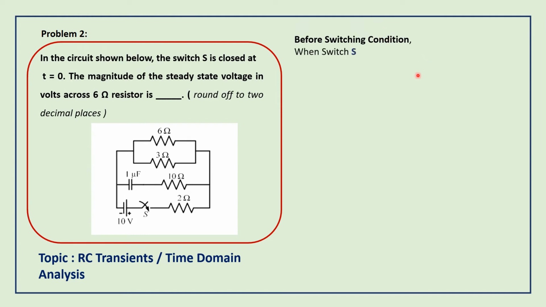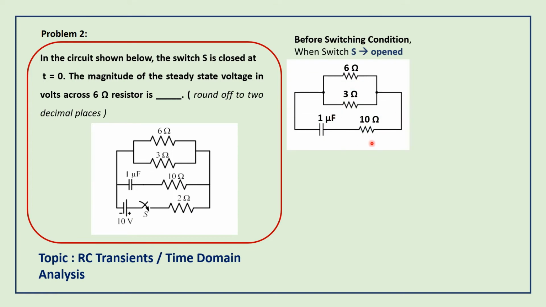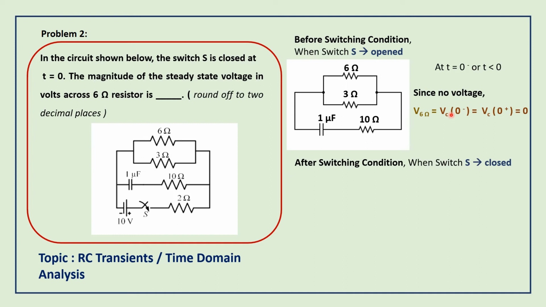Before switching, when switch S is opened, we can discard this whole part. So the circuit will become like this. There will be no voltage source. Now we need to find the voltage across 6 ohms. Since there is no voltage source, the voltage across 6 ohms is automatically equal to 0. Voltage across 6 ohms is nothing but the voltage across the capacitor, so Vc(0-) = Vc(0+) = 0.